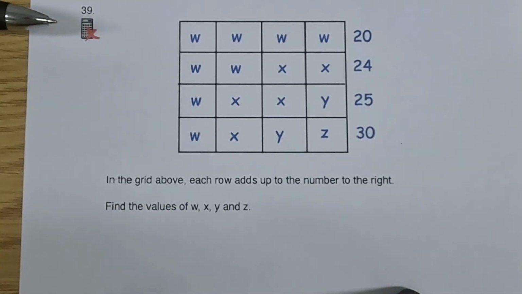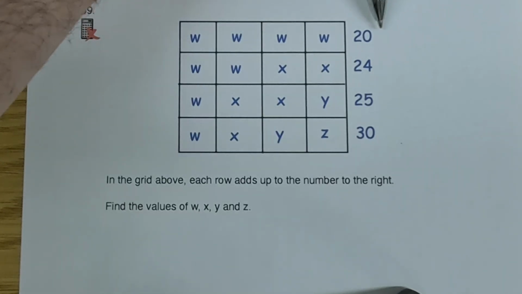Now actually you can look at this and actually spot some of the answers straight away. You can actually say, well, if you've got W plus W plus W plus W equals 20, W must be 5 because 5 plus 5 plus 5 plus 5 is equal to 20.